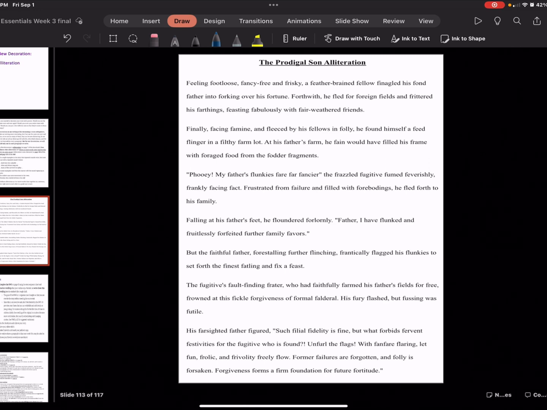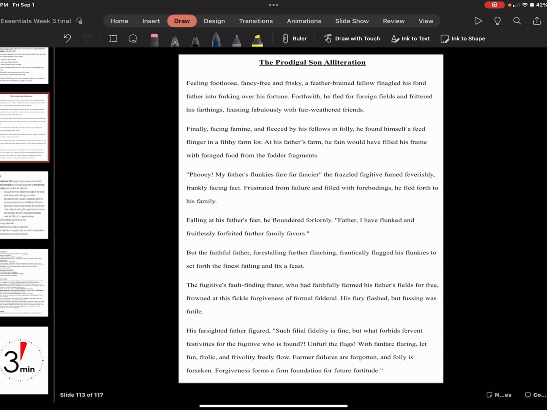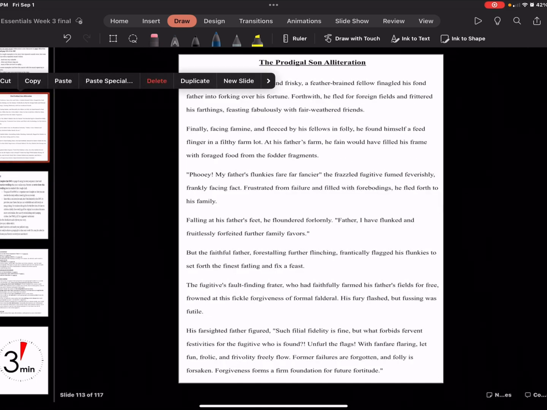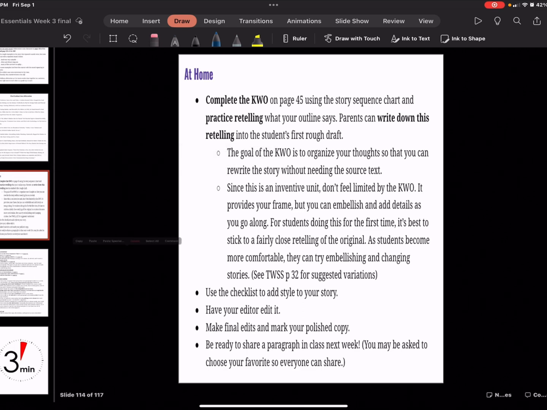Isn't that cool? That's a lot, though. And it's like a Dr. Seuss tongue twister is what it's like. So we want to add those, but we don't want to do nearly that much, right? And each paragraph is going to have some form of alliteration in it.